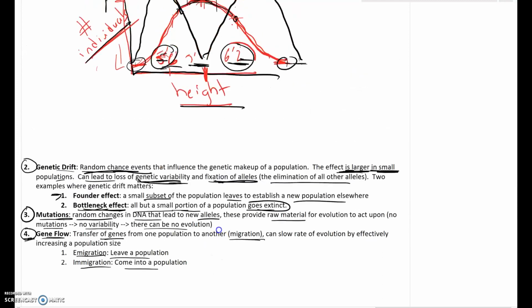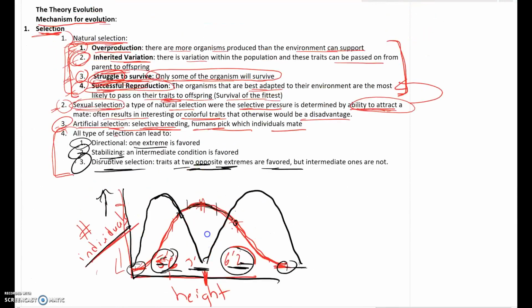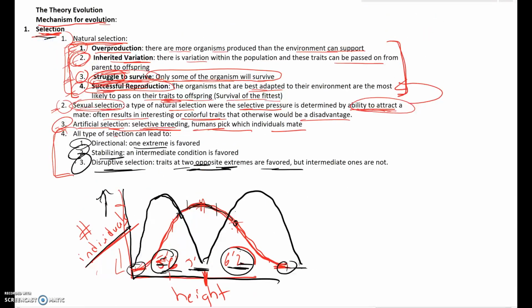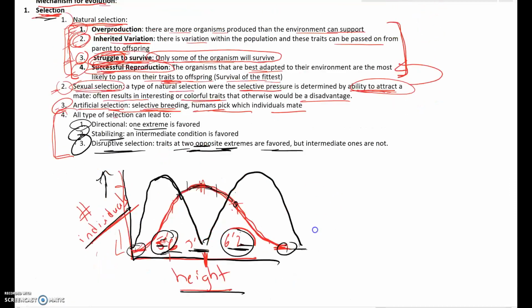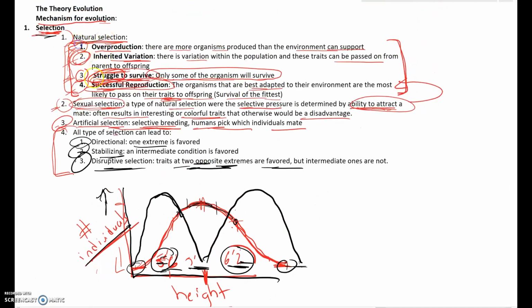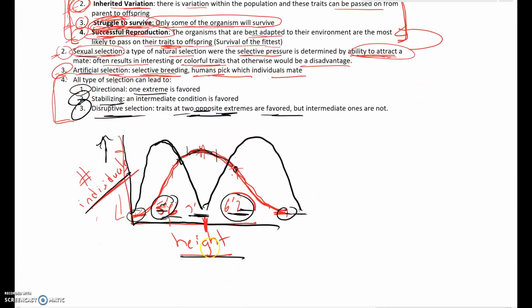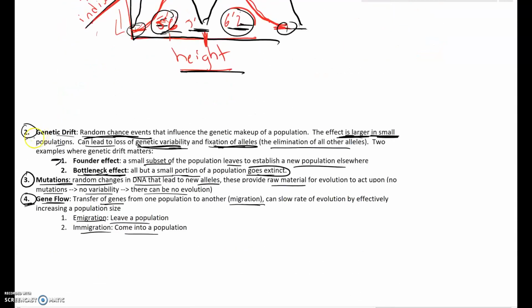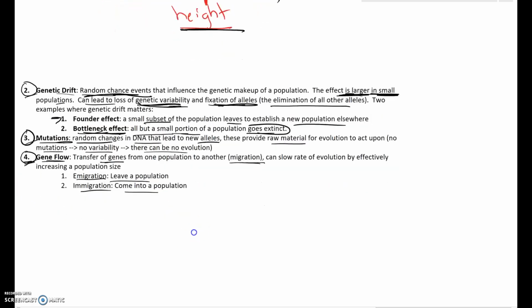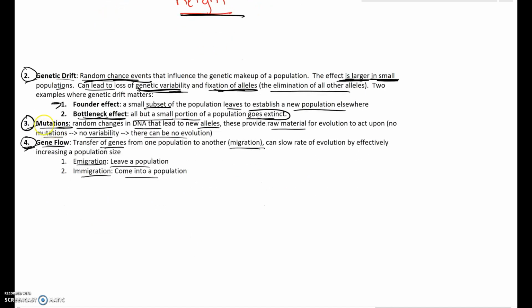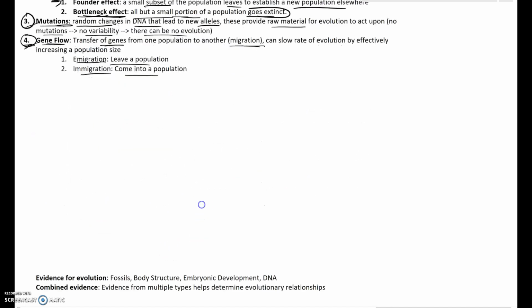So those are our four mechanisms for evolution. We can have selection, most commonly thought of as changing a population, either through natural selection, sexual selection, or artificial selection, and that can change, at least for traits that vary on a spectrum, in directional, stabilizing or disruptive ways. And then genetic drift and gene flow can change the makeup of a population, and mutations change the makeup of a population by introducing new variability that didn't exist before.